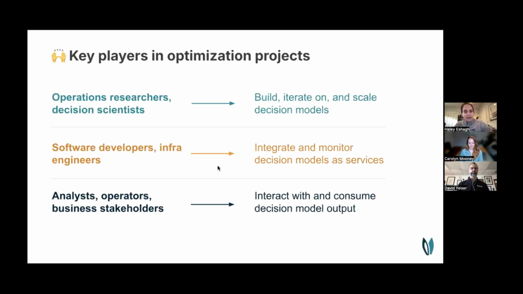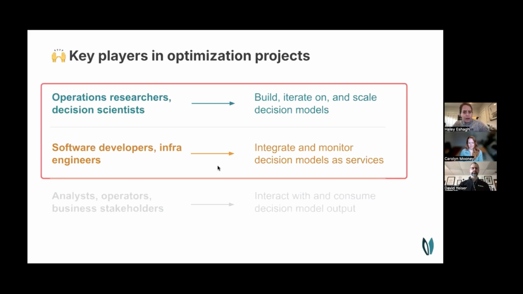There are some key players that we focus on. They're the people that are building the models, so these are the operations researchers and decision scientists. There are the folks that are integrating models and monitoring them as services. These are software developers and engineers. And then there are the people that are interacting with or consuming the model output, so analysts, operators, and business stakeholders. We've really honed the interface between modelers and software engineers, and we're going to take a quick look at how.